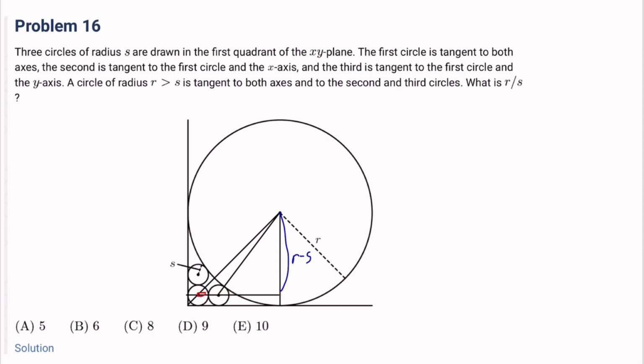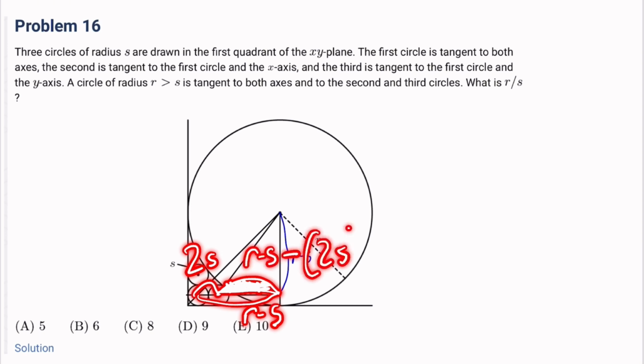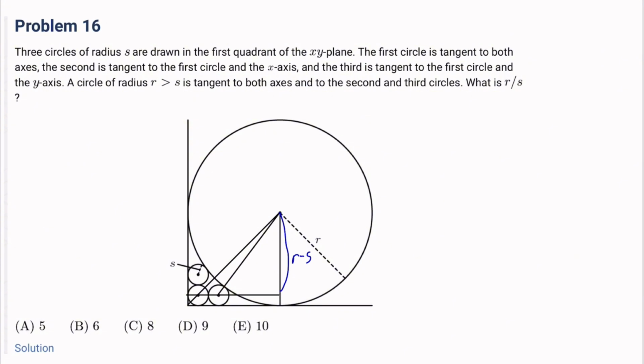But then see also that these lengths are also radii of the smaller circle. So if you see, this is R minus S, and this is 2S, right? And so this length is going to be R minus S minus 2S, which equals R minus 3S. So this is R minus 3S.